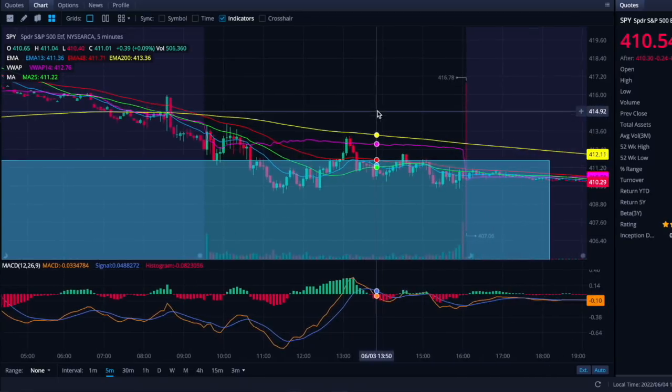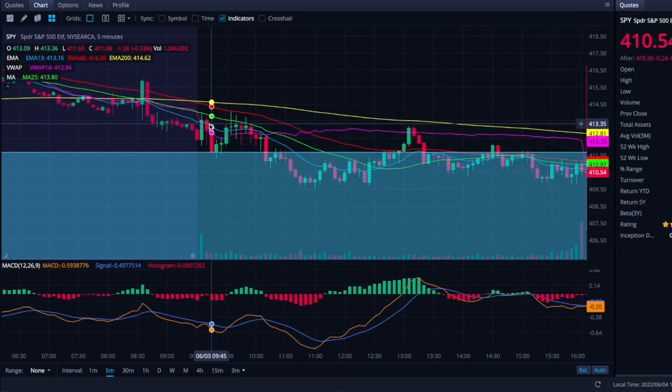So when we're looking at the chart here, it does look like, let's just say in this morning period, that the market does want to trend lower. We do have some support down here right around 411.50 and around 410, which we saw later on in the day on Friday, June 3rd.